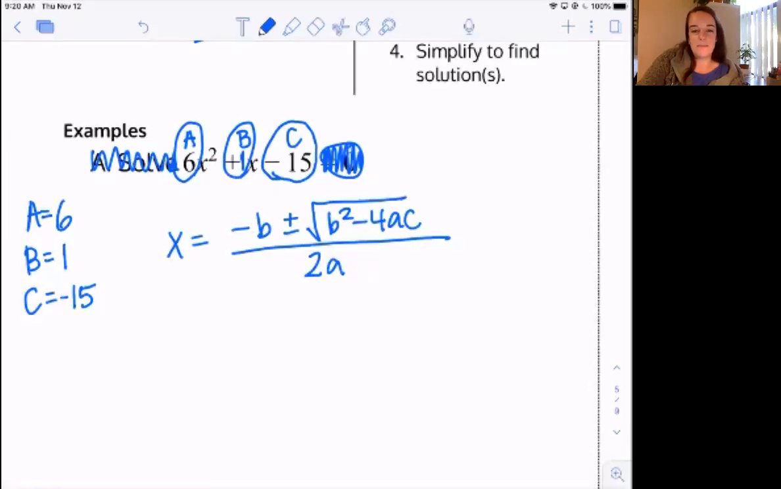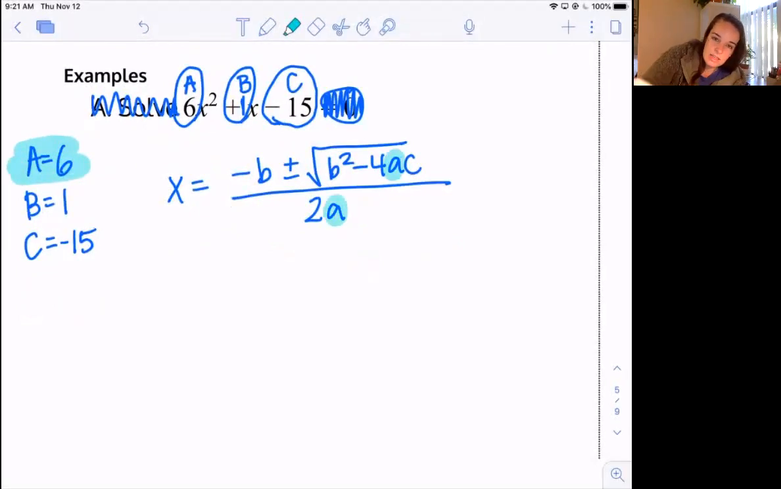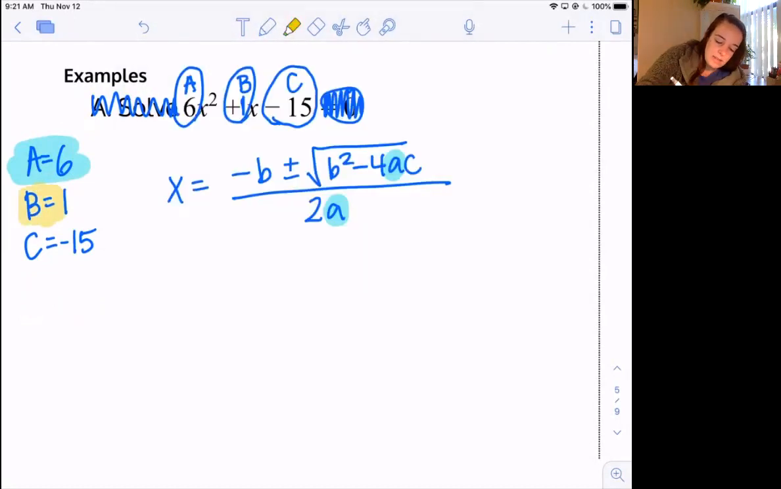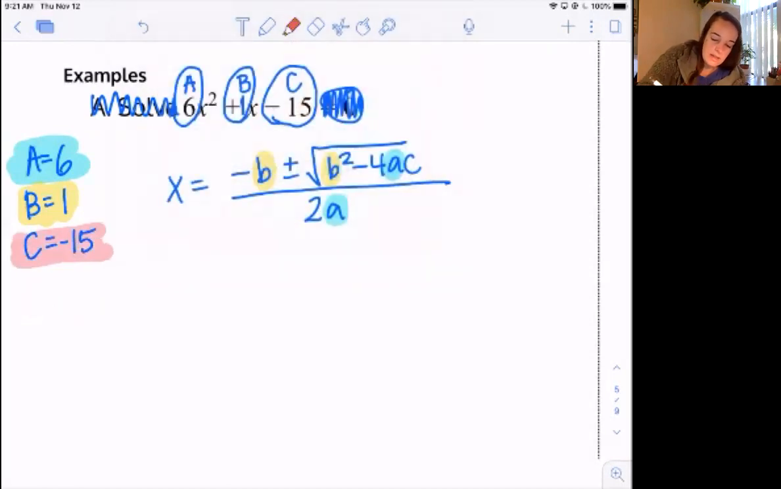You're going to love that song by the end of the day. All right, so when I see A, I'm going to plug in 6. So for both of those blue spots, I'm going to plug in 6. When I see B, I am going to plug in positive 1. And when I see C, I'm going to plug in negative 15. So I'm going to go ahead and do that now.